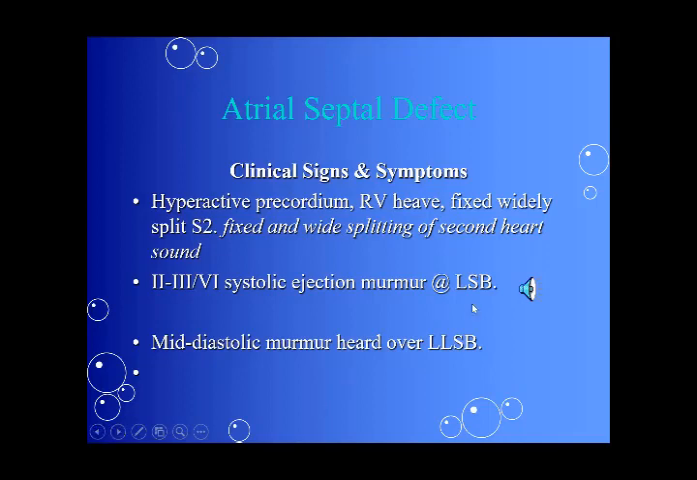There are two types of murmur: one is the systolic ejection murmur, and the other is the mid-diastolic murmur. The systolic ejection murmur is usually due to the high flow of blood through the pulmonary valve, and the mid-diastolic murmur is again due to the high flow of blood through the tricuspid valve. Now, listen clearly, this is the murmur.